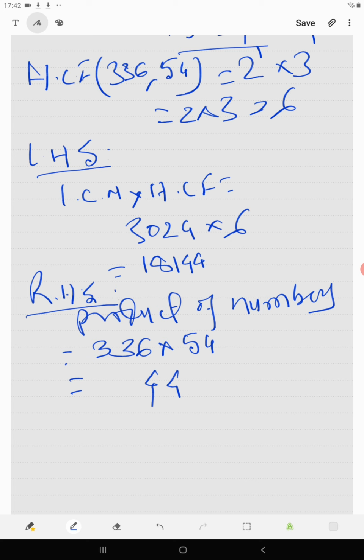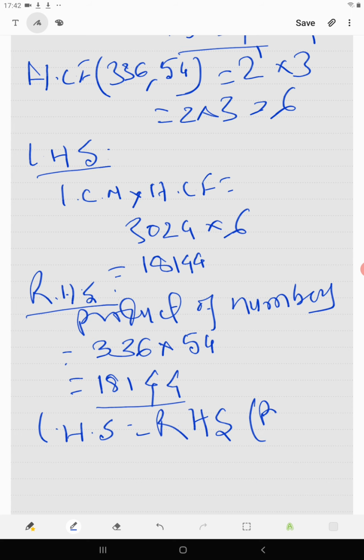Okay. So 162, 54 into 3 is 162. 162 plus 19 is 181. So we have got 18144. So LHS equals to RHS. Proved. Okay.